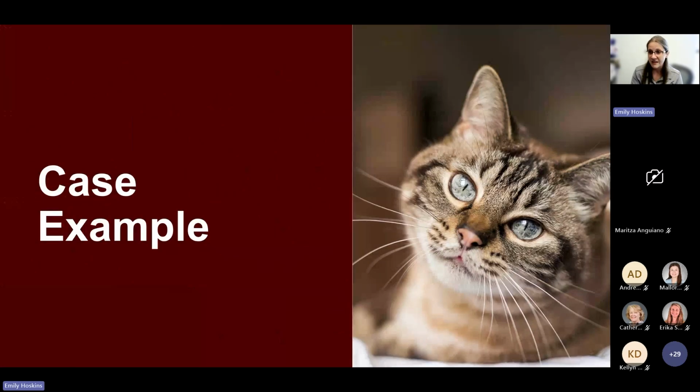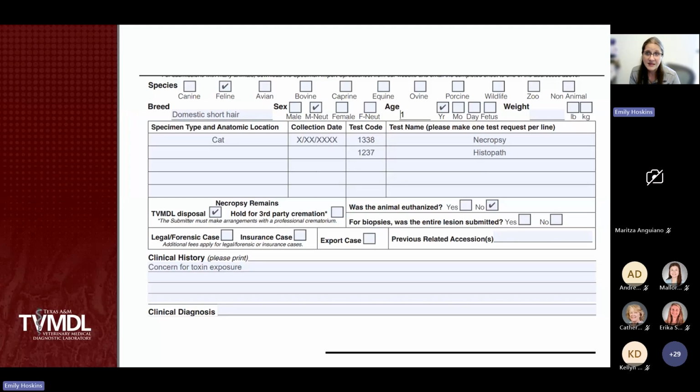So our next case example is going to be a cat. And this is a 1-year-old domestic short hair male neutered cat. They went ahead and requested a necropsy and histopathology on the submission form. And we do have a little bit of clinical history where it says concern for toxin exposure.